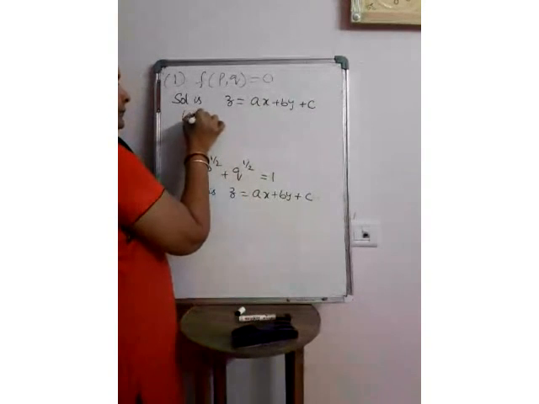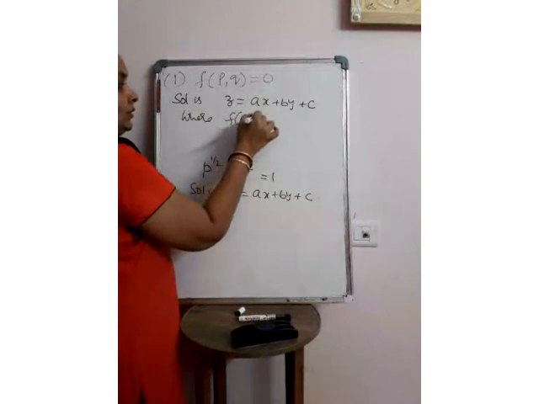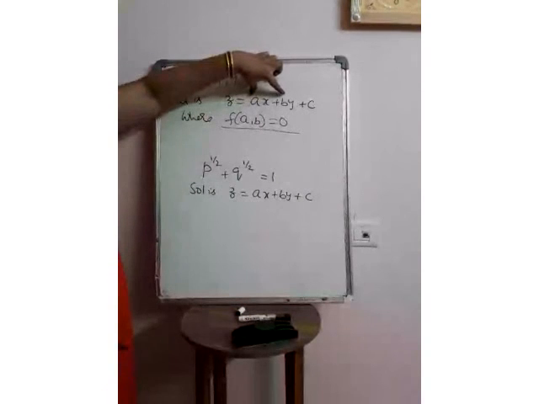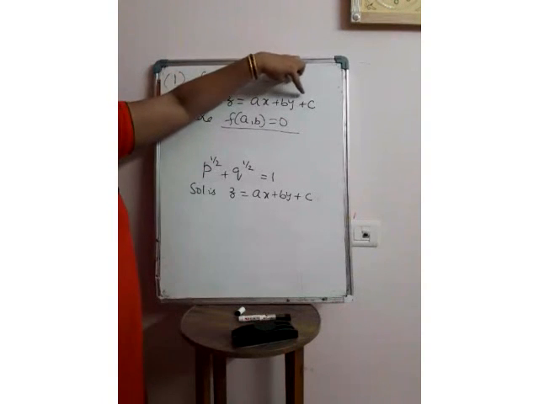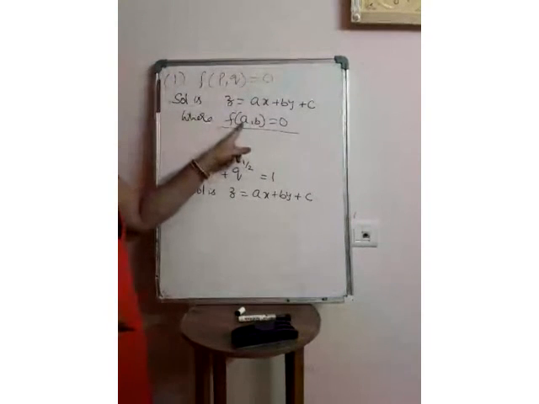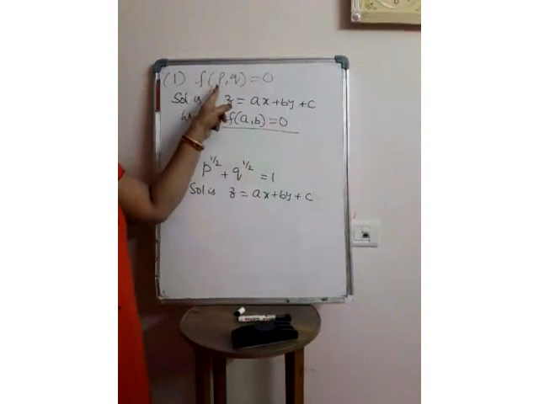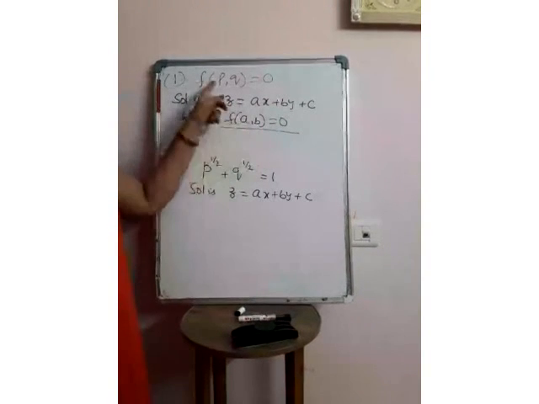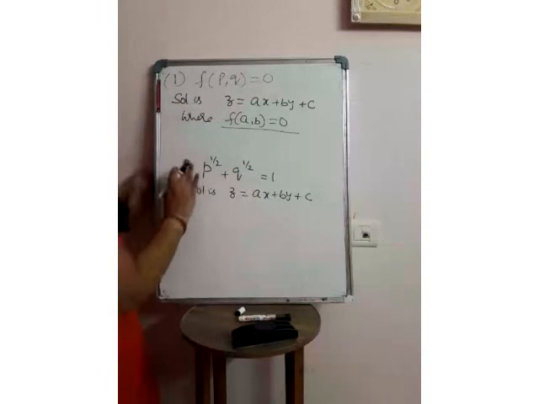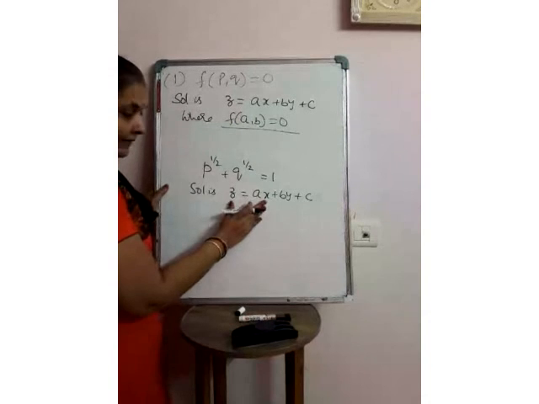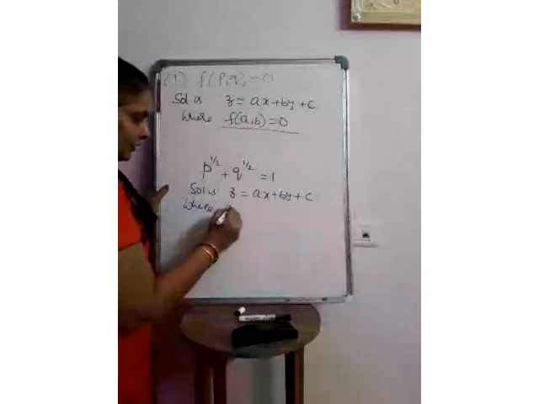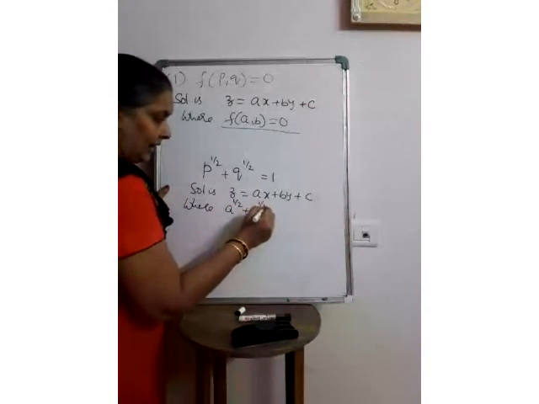Where f of a, b is equal to 0. What did you understand by this term? To write down the value of A and B, I told you if you have 3 constants, you have to convert one constant into either of the other 2. For that, we use this relation. What is the meaning of this? In the equation, we replace P by A, Q by B, and we find the value of B in terms of A. For example, in this problem, in the solution part we have written, what should be written for the relation of a, b here? A to the power of half plus B to the power of half is equal to 1.